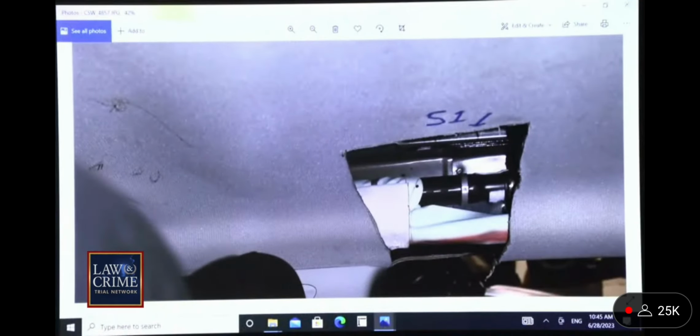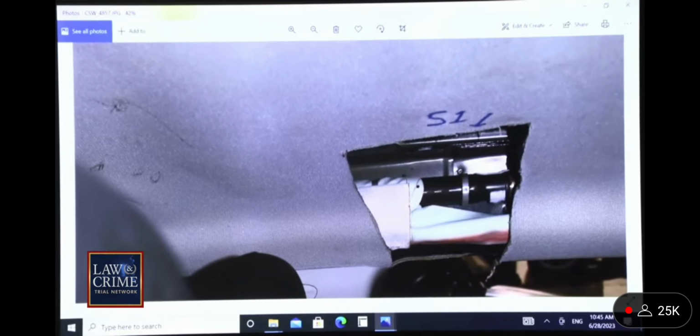So I want to go here on the ceiling, S1 with the arrow pointed to a cutout. Was that also related to a patent or a footwear impression? Yes, so that cutout, prior to that cutout in the headliner, there was a footwear impression on the headliner.